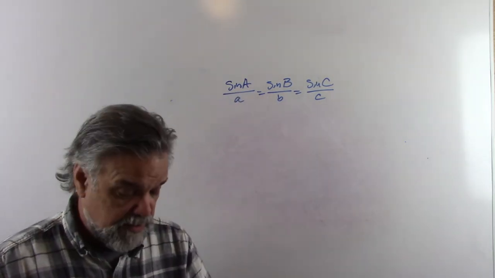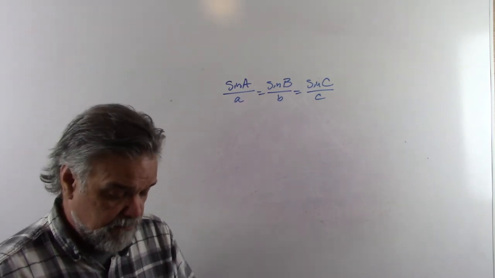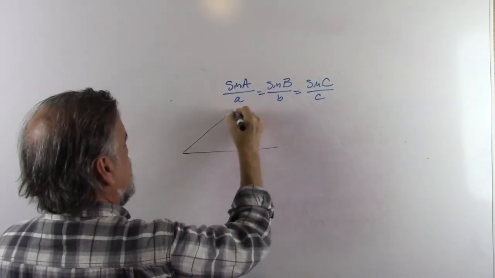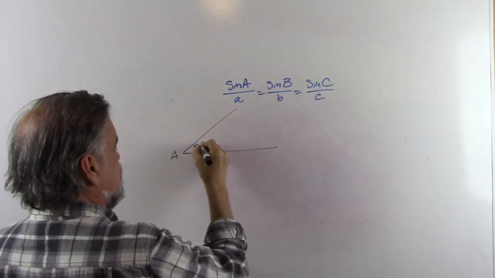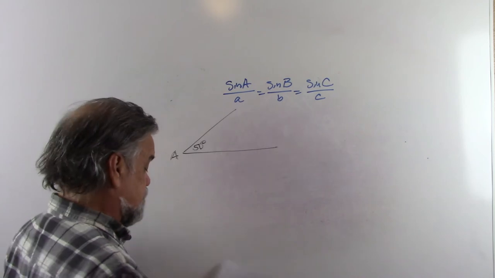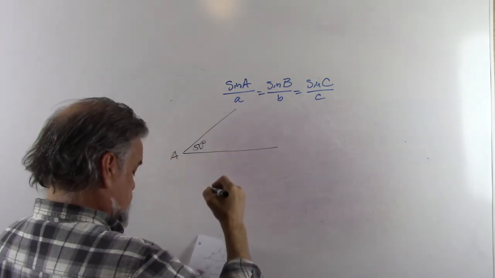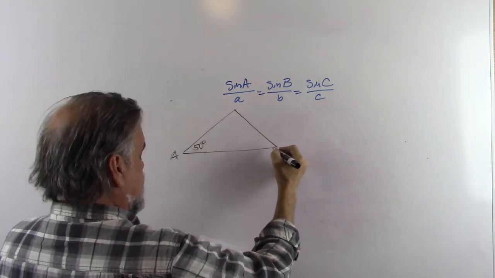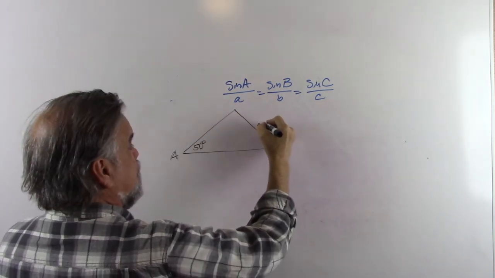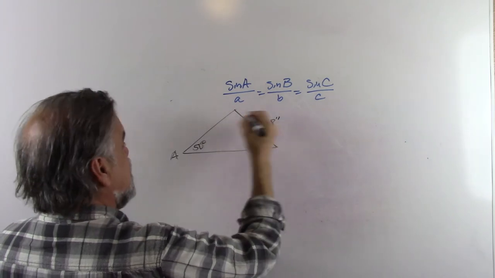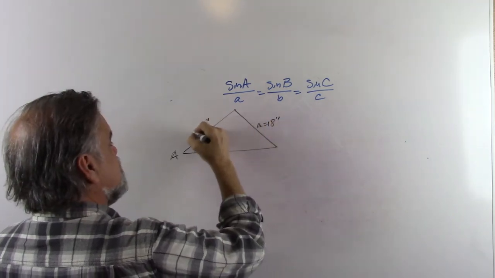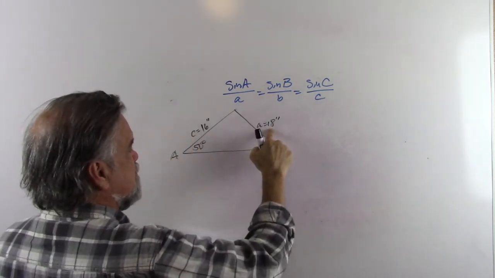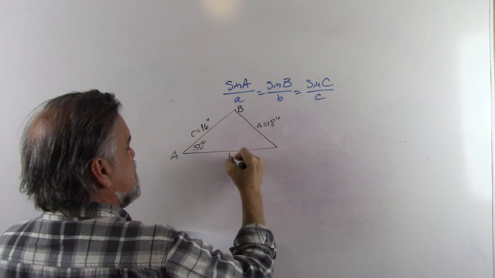So this time we're going to take another triangle. And again, let's have angle A be 50 degrees. And let's see, let's do it like this. We're going to have little a be 18 inches. And little c is still going to be 16 inches. I think that's what we had last time, isn't it? Yeah. So I'm changing the 13 to an 18. And everything else is going to stay the same.